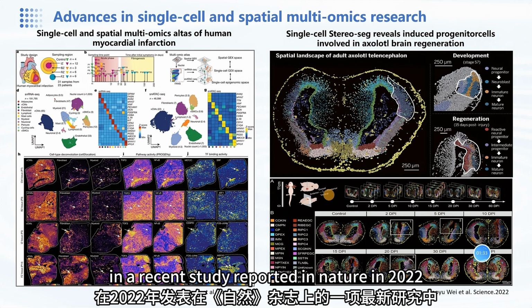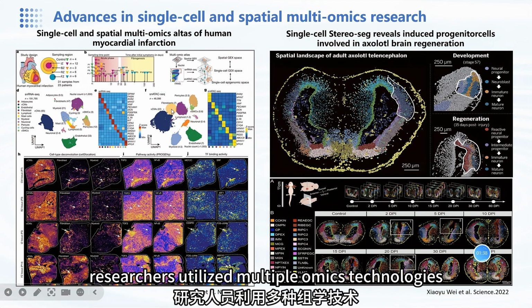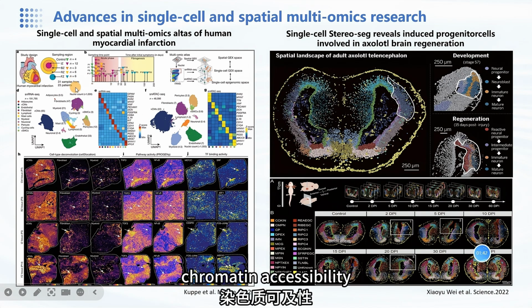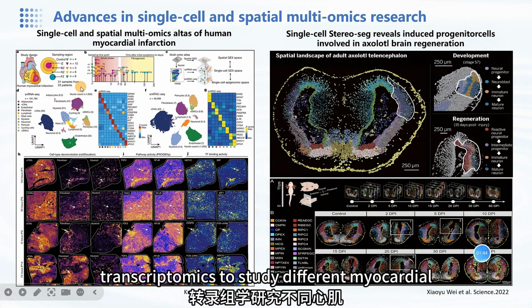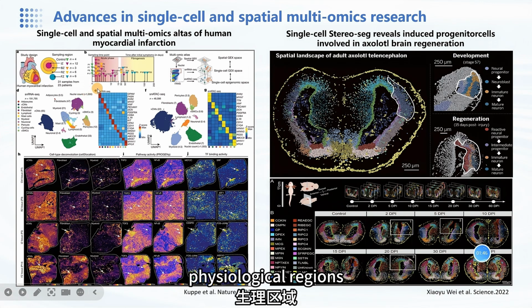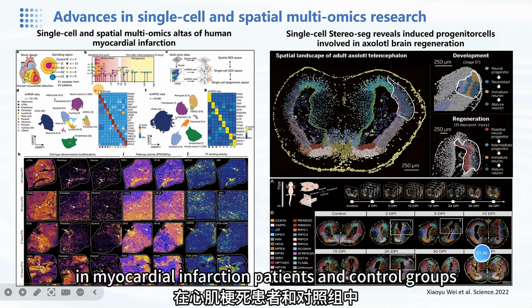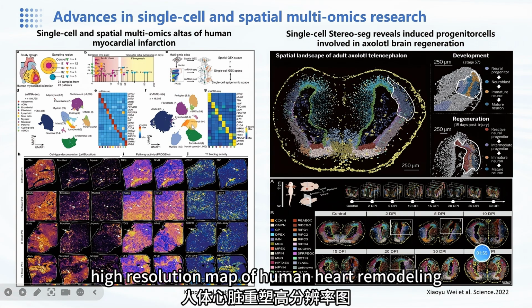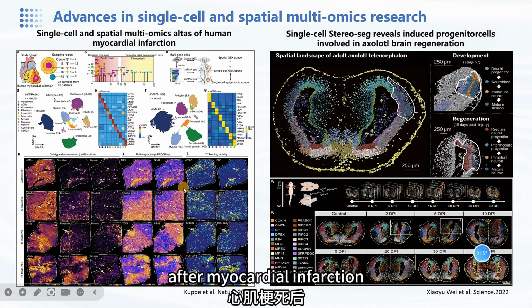In a recent study reported in Nature in 2022, researchers utilized multiple omics technologies such as single-cell gene expression, chromatin accessibility, and spatial transcriptomics to study different myocardial physiological regions at various time points in myocardial infarction patients and control groups. They constructed a comprehensive high-resolution map of human heart remodeling after myocardial infarction.